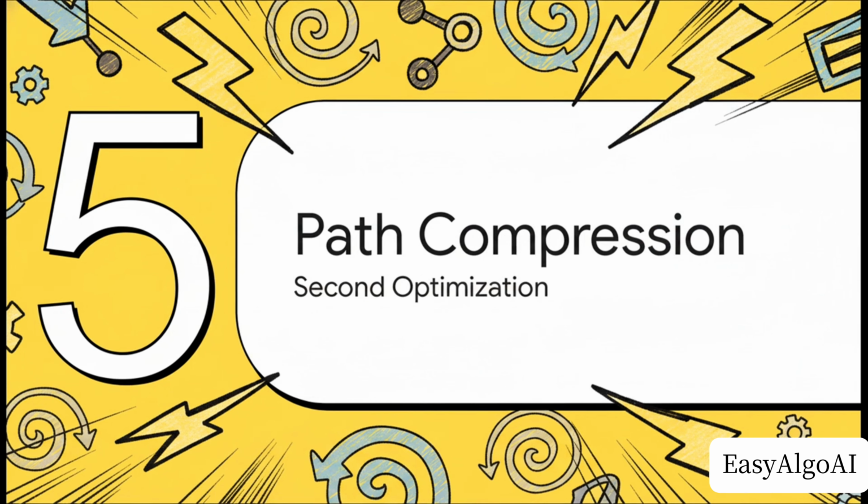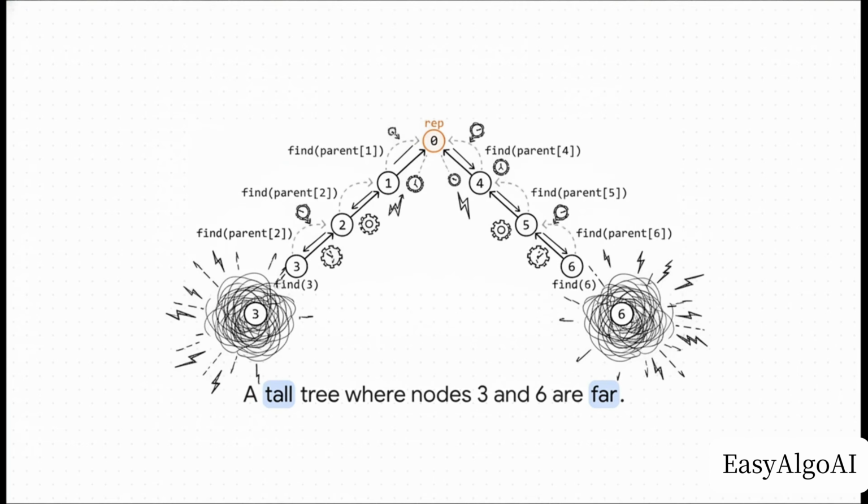Section 5, optimization: path compression. Second optimization. Union by size is fantastic, for sure, but we have one final, absolutely brilliant trick up our sleeve to make this algorithm practically blazing fast. The reality is that over a long period of time, with complex, unpredictable merges, graphs can still get a bit tall.